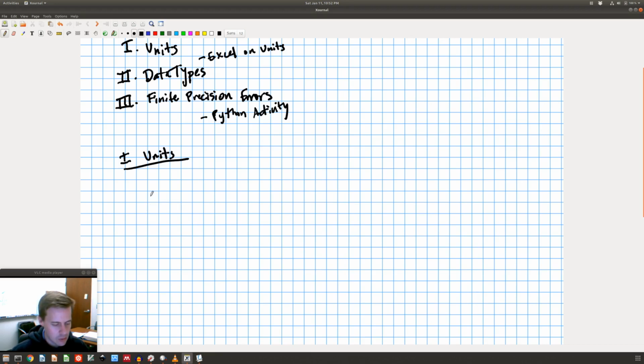Okay, so all physical equations have units. All physical quantities have units. It doesn't make sense to talk about a physical quantity without units. So if you want to think about how much you weigh or how fast you're going, you have to think about that in terms of a reference to some other physical dimension. So units are really just a standard reference.